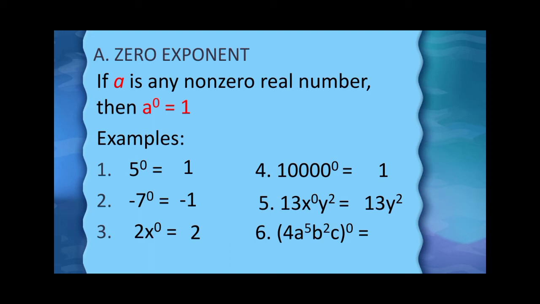Next is quantity 4a raised to 5, b squared, c, raised to 0. So, ibig sabihin nito, itong buong term na to ay naka-raise sa 0. Ibig sabihin, the answer or the value of this power is 1. So, tandaan, any real number that is not equal to 0 is always equal to 1.